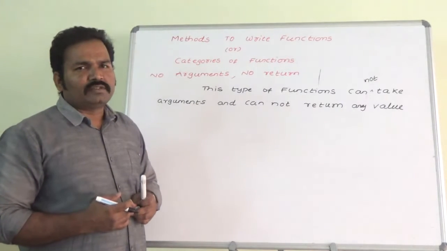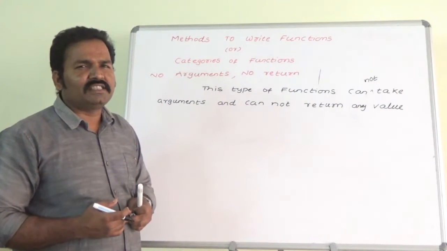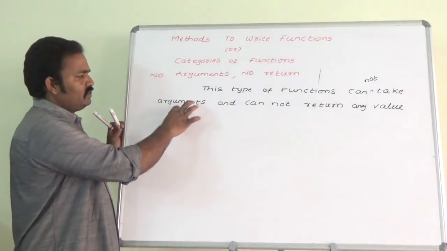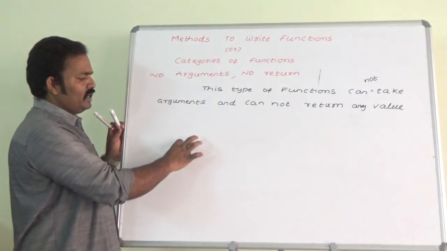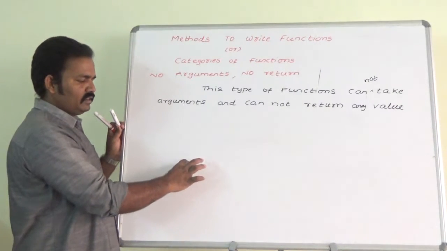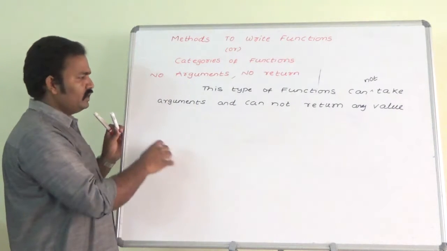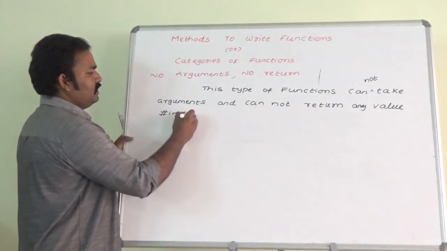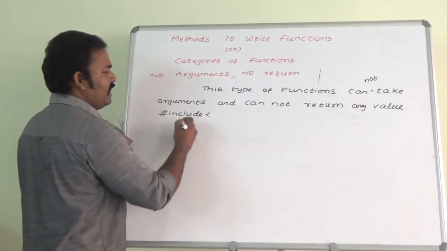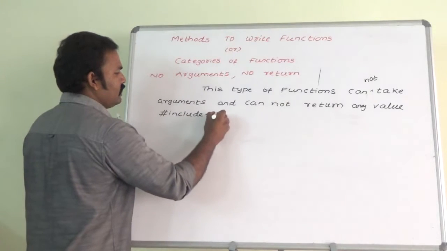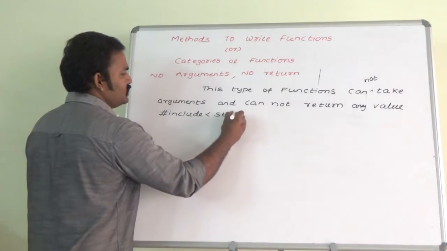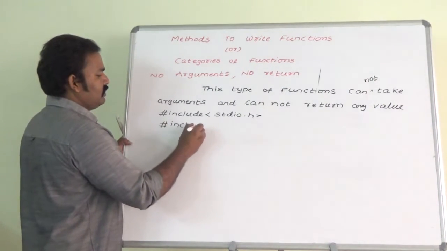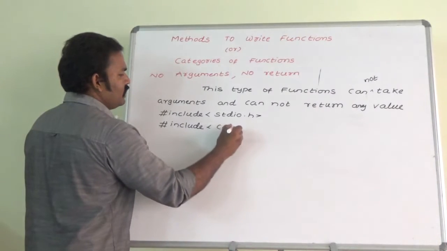Already we discussed the structure of a C program. The structure of a C program contains 6 sections. What are the 6 sections? First section, documentation section, link section, global declaration section, main function section, and subprogram section. Here, the link section contains header files. Here I am including 2 header files. One is the stdio header file and the other is the conio header file.